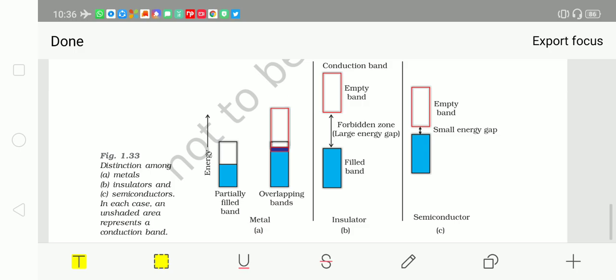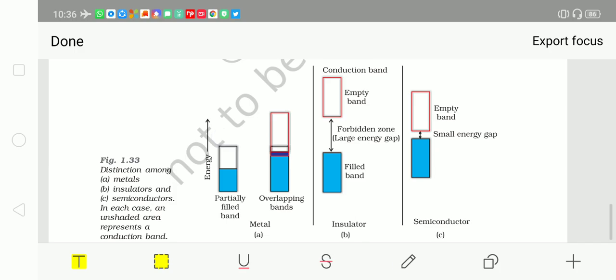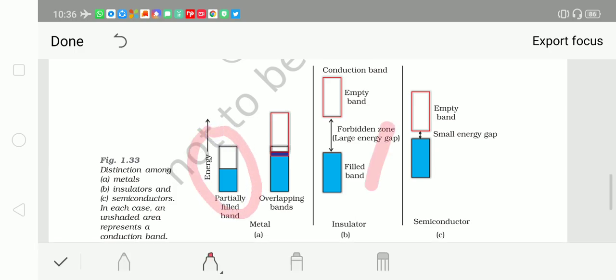In the case of metals, there are two possibilities. In the first possibility, for example, first group elements are considered, where the general electronic configuration of the outermost shell is ns1, meaning there is a vacancy for one more electron. In this case, the valence band itself acts as the conduction band, because the place where the electron is originally present is the valence band, and the other position is the conduction band.